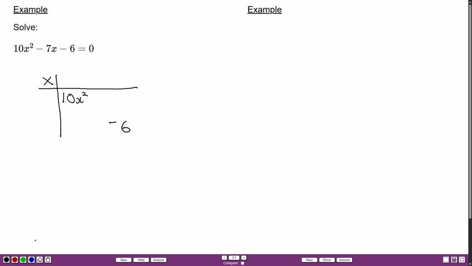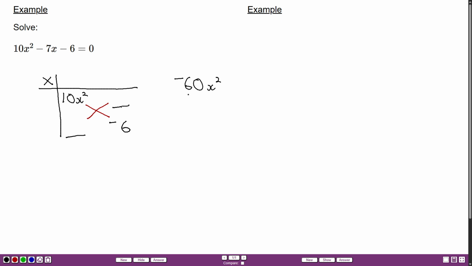Now, the crucial thing is to remember that the diagonal products are always equal in a ratio table or in a grid method. So here we've got 10x squared times negative 6, which is negative 60x squared. Now that's really important because this term here and this term here also need to have a product of negative 60x squared. But we also know that when we add them together, we need to get negative 7x.